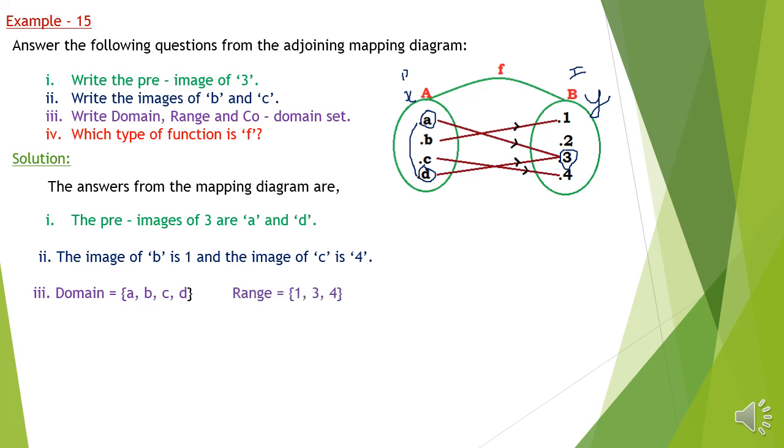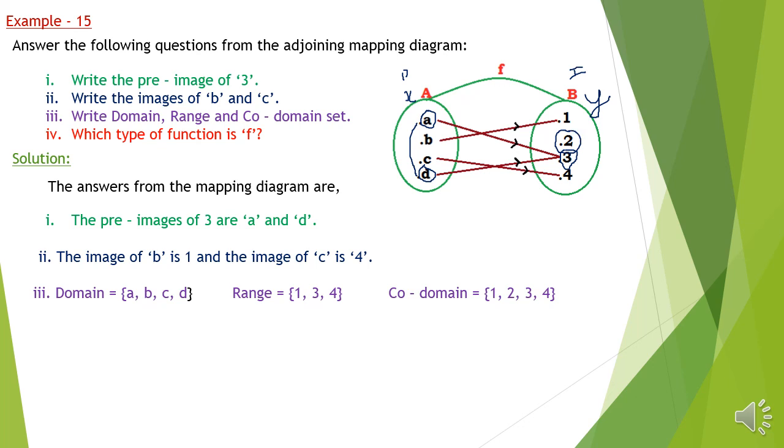Now range is 1, 3 and 4 because only 1, 3 and 4 are mapped. 2 is not mapped, so it is not part of range. And codomain is the entire set B. Now, which type of function is f? See, you can see the 2 is unmapped, so we can easily say it is an into function.